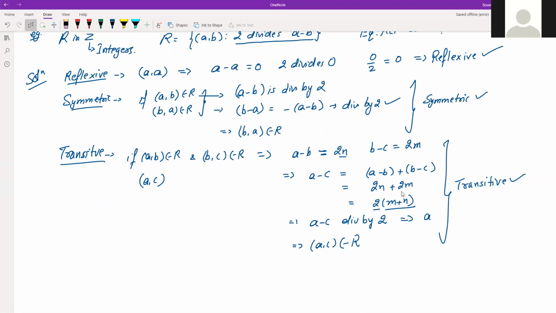So we have a relation now which is reflexive, symmetric, as well as transitive. So that means this relation is an equivalence relation. So that's what equivalence relations are, and that's how you have to solve problems of this type.